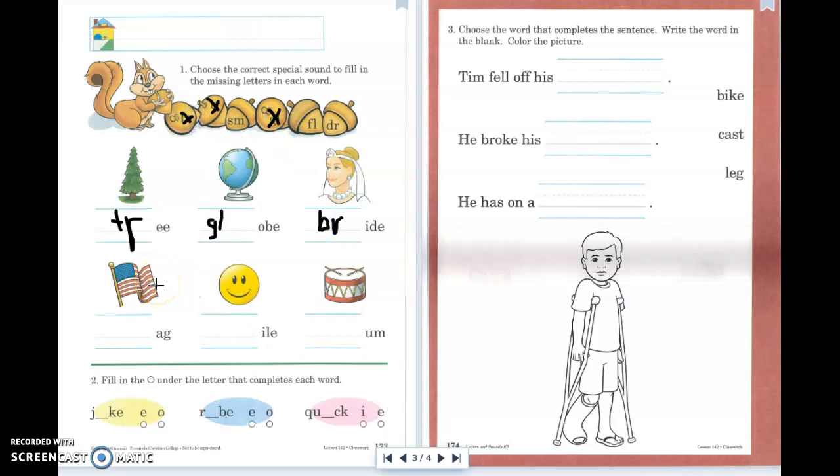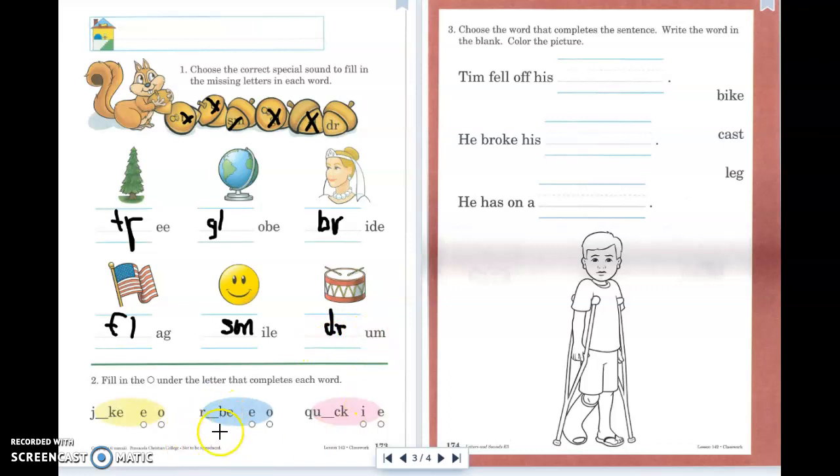Next, I have a picture of a flag. At the beginning of flag, I hear a fl, fl. That is the FL that says fl. So I need to write the F and the L, and I can mark that out. Then I have smile, sm, sm, S, M, smile. My last picture is drum, and the only acorn I have left is the DR. So that's D, R, drum.